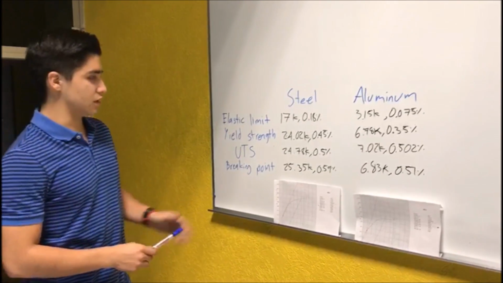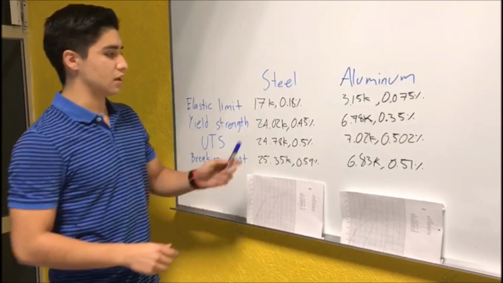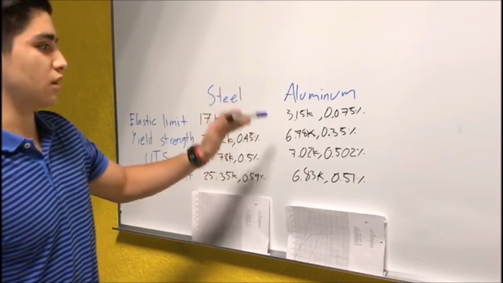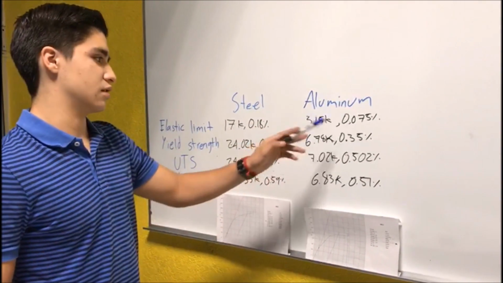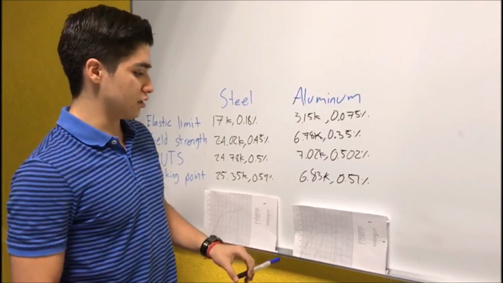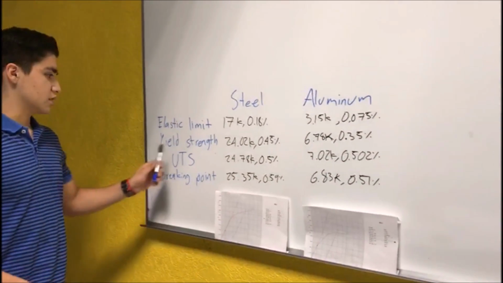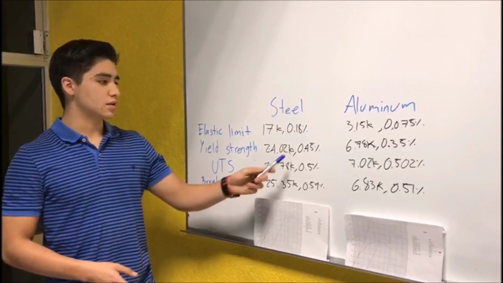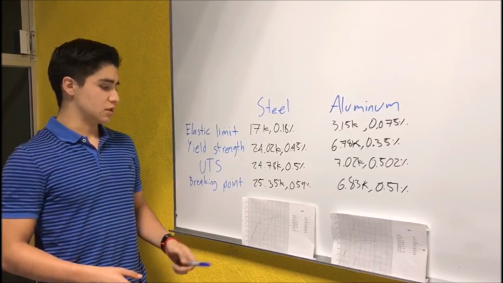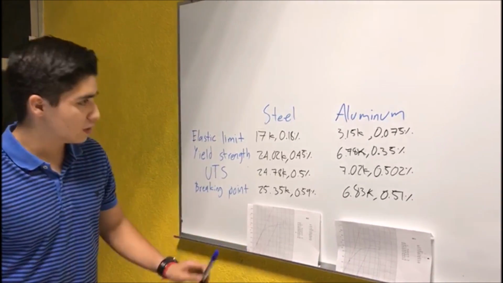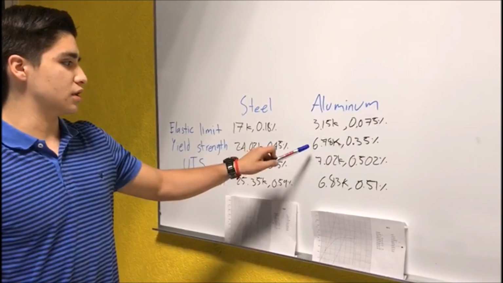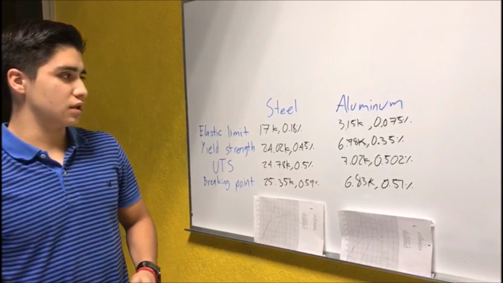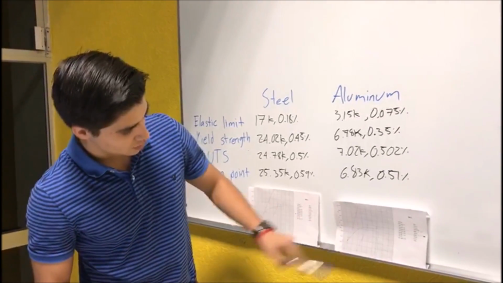With the graphs, analyzing this, we obtain this data. The elastic limit in the steel is located at 17K of load and 0.80% of the strain, that is right here. And in the aluminum it is lower, at 3.15K and 0.075% of the strain, right here. The yield point in the steel was at 24.02K and 0.45% of the strain, that is right here. And in the aluminum the load was 6.78K and 0.35% of the strain, right here.